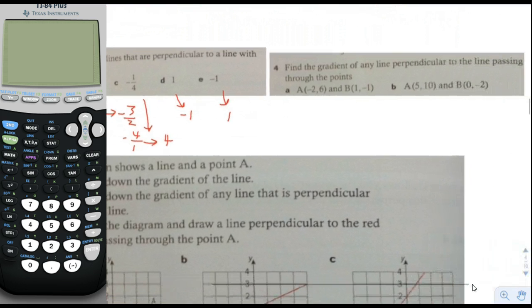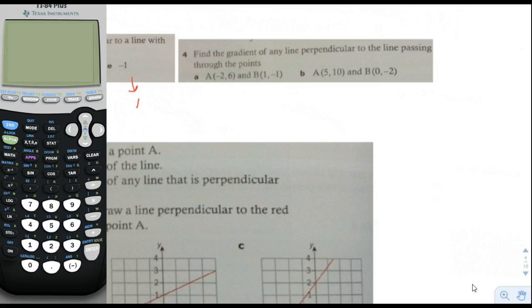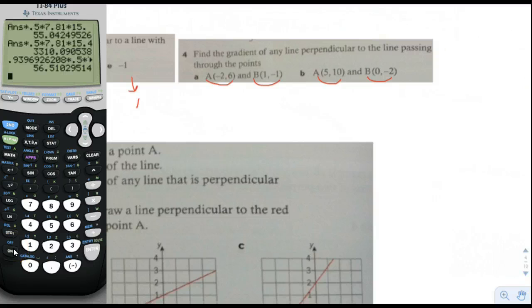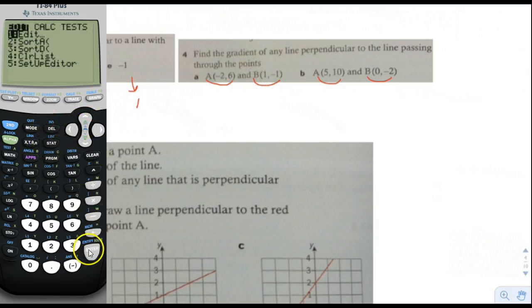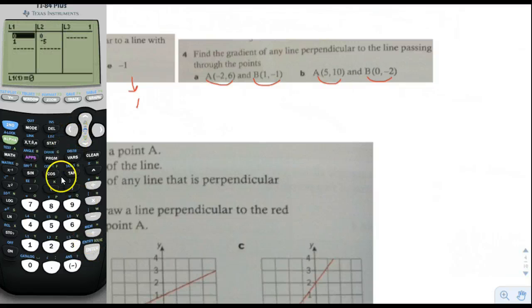Number 4, find the gradient of any line perpendicular to the line passing through the points (-2, 6), (1, -1), (5, 10), (0, -2). Okay, so let's do this. We're going to use Lin-Reg to find the gradient, and then we'll take the negative reciprocal of that gradient. Especially if you're not going to graph it, you can either use the formula at the top, or you can use Lin-Reg. So I'm going to put -2, 6, and I'm going to put 1, -1.